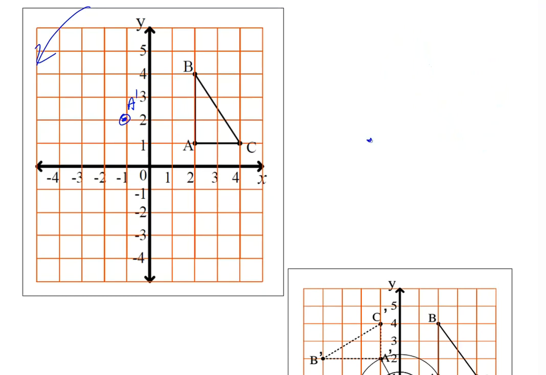From the center here, it's 4 horizontal, 1 vertical to C. If I rotate this in that direction, the horizontal 4 is going to become vertical 4, and the vertical 1 is going to become horizontal 1. And that will put my new position of C there, and put A down here. A prime. So 4, 1. This would be the new position of C. This would be C prime.